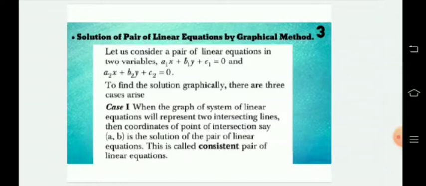Case 1, when the graph of the system of linear equations represents two intersecting lines. Means कुनै पनि ग्राफ जब हामीले प्लट गर्दा त्यसले चाहिँ दुईटा intersecting line means intersect गर्छ, two lines intersect गर्छ. Then the coordinates of the point of intersection, say a comma b, is the solution of the pair of linear equations. This is called a consistent pair of linear equations. Means त्यो पोइन्टलाई a र b चाहिँ नाम दिन्छ, त्यही नै चाहिँ हाम्रो solutions of the pair of linear equations हो, जो चाहिँ intersects गर्छ. दुईटै point of intersection त्यसलाई नै consistent pair of linear equations भन्छ.